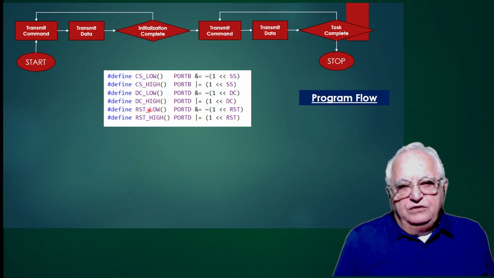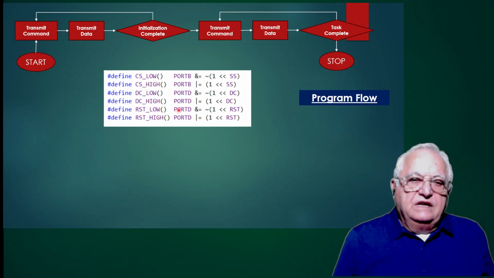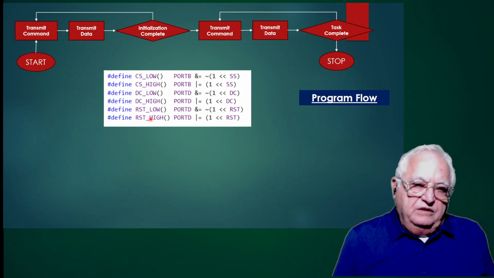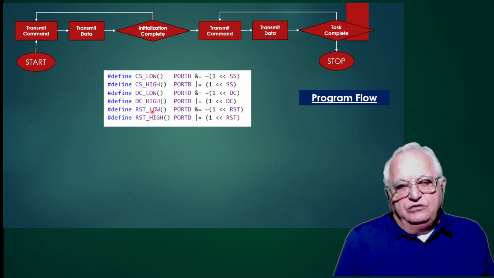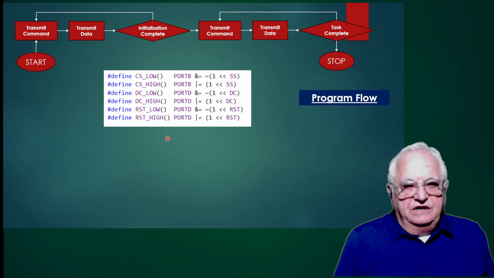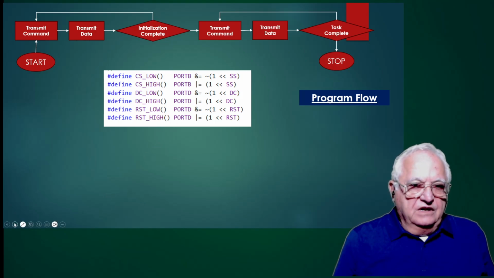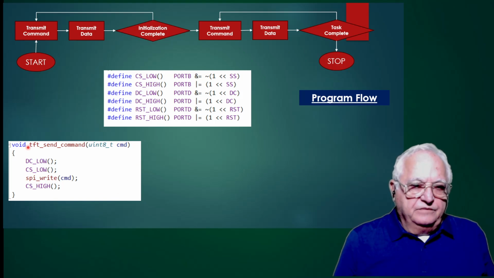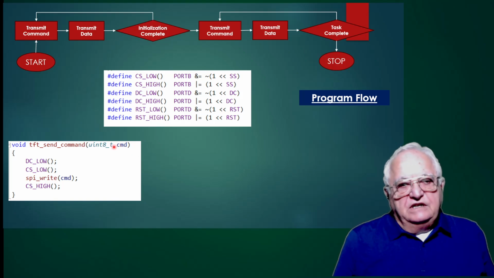So I'm going to start with low, which is 0. Then I'll wait a certain amount of time and then go high. So there is a sequence to do this, and I'll show you now. So let's see how it would work. If I'm going to send a command, I'm going to have the routine that sends the command.